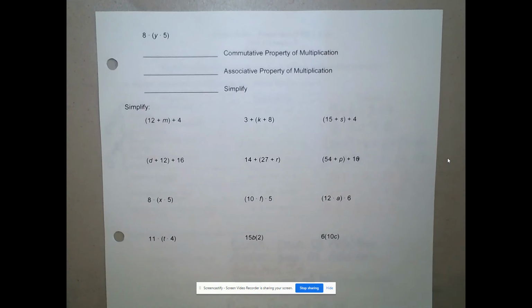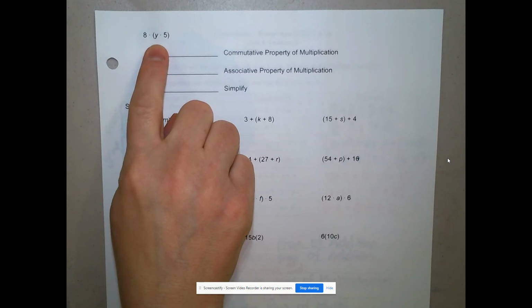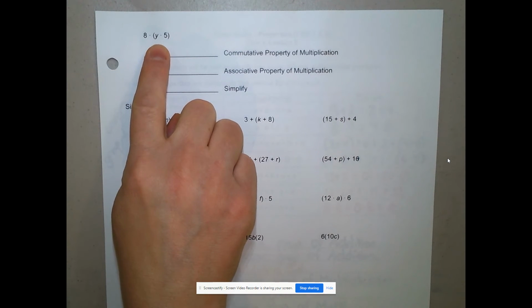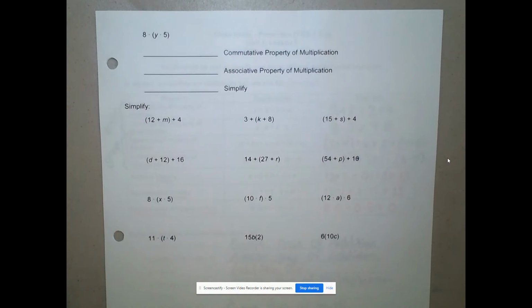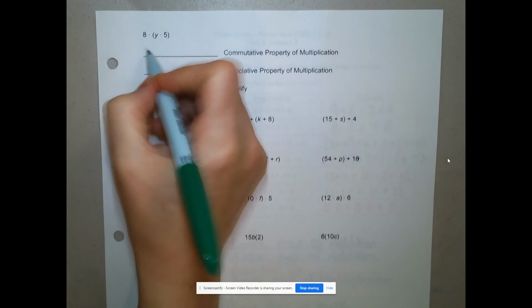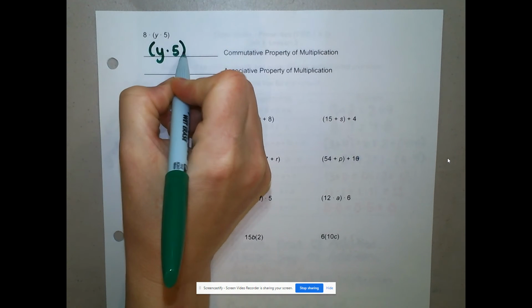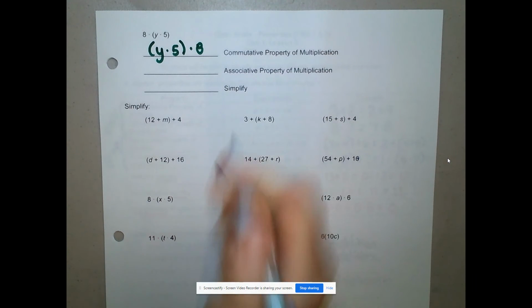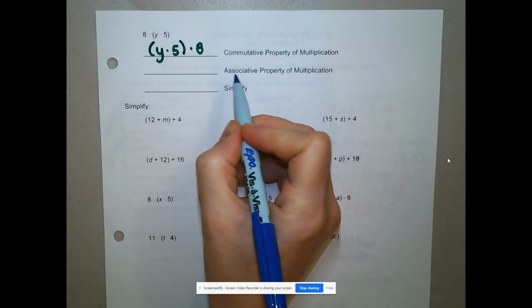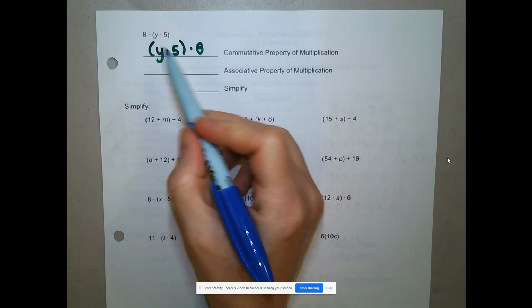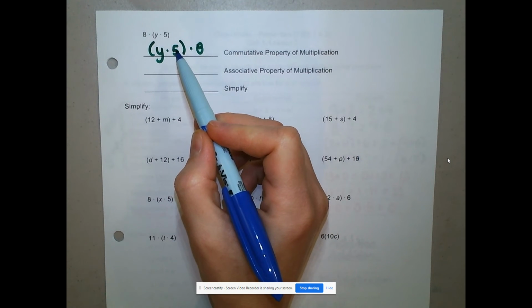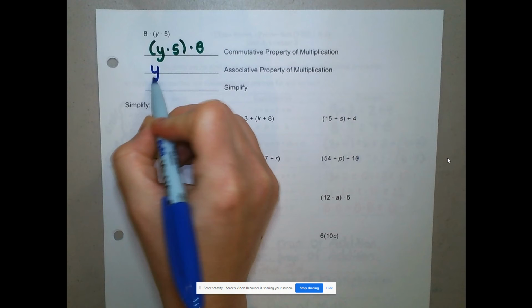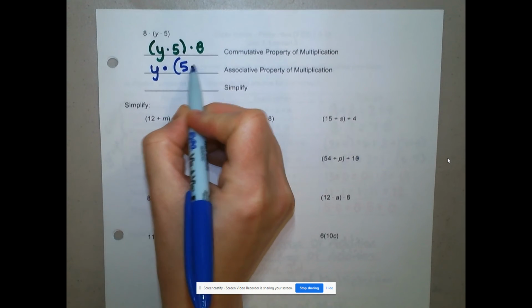Now, when you look at the back, we do have a second example like this. This one's multiplication, 8 times, and in parentheses, y times 5. Commutative, that's the one that tells us that we are going to change the order. So I'm going to put the y times 5 first, and then I'm going to end it with the times 8. Associative property, who do I associate with? Who's in my group? So I associate here, the y and the 5 are in the group together. So I'm going to change who's in the group. And now I'm going to put the 5 times 8 in the group together.